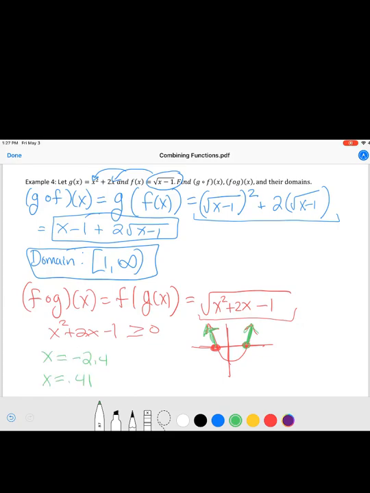Okay, once you use the quadratic formula, you're going to find that you have an x that's approximately negative 2.4. That's this one here. And you're going to find that x is approximately 0.41 for this x-intercept. So I want to make sure that I pick the values that are above the x-axis. So that would be from minus infinity up to negative 2.4, union, and then this piece right here, that second piece, of 0.41 all the way to positive infinity. So this would be my domain for f of g of x.